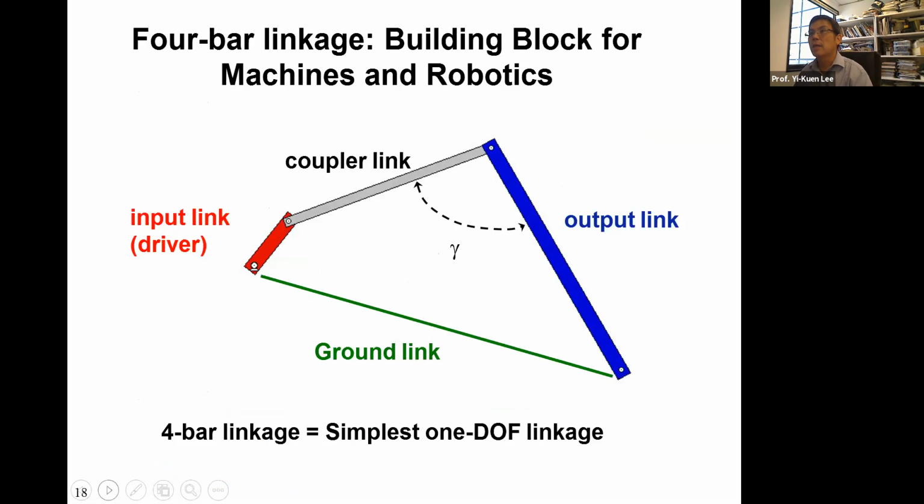Okay? And of course, here I quickly show you, no matter how complicated your machine or robot is, we can always try to come down to a very simple mechanism, like a 4-bar linkage. You have this 1, 2, 3, 4. Okay, so this is a fundamental building block for very complicated machines and robots.